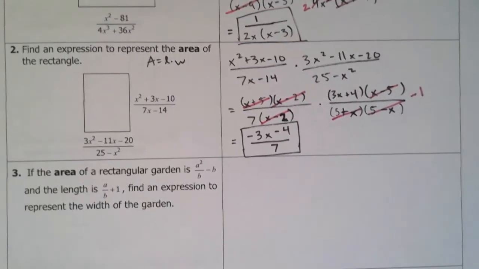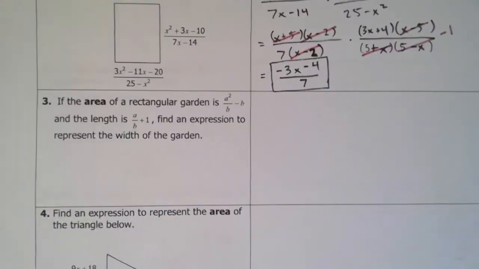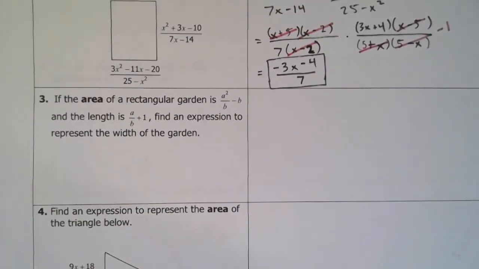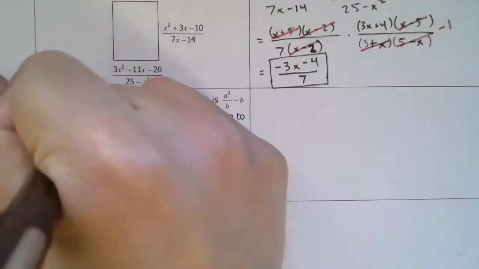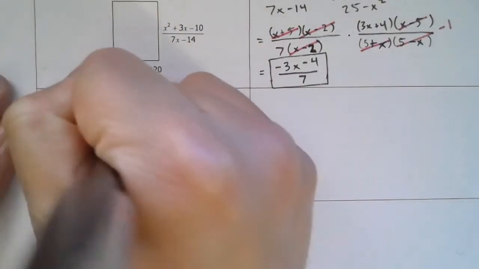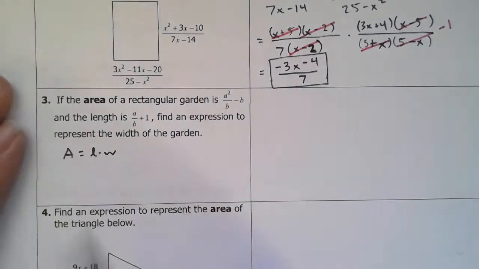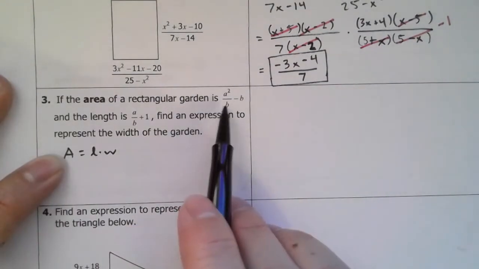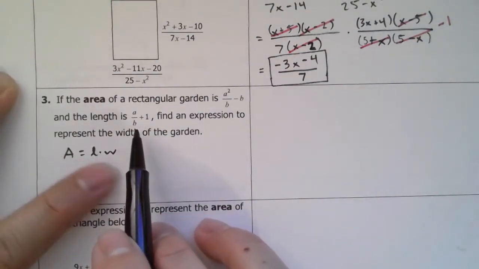Number 3 is a little different. It says that the area of the rectangular garden is a squared over b minus b, and the length is a over b plus 1. Find the expression that represents the width of the garden. So area is equal to length times width. In this case, I am given the area and I'm also given the length. I need to find the width.